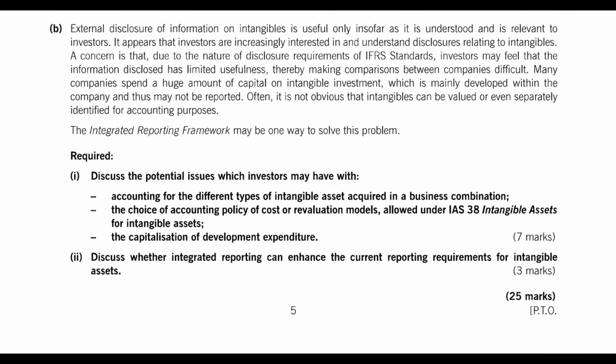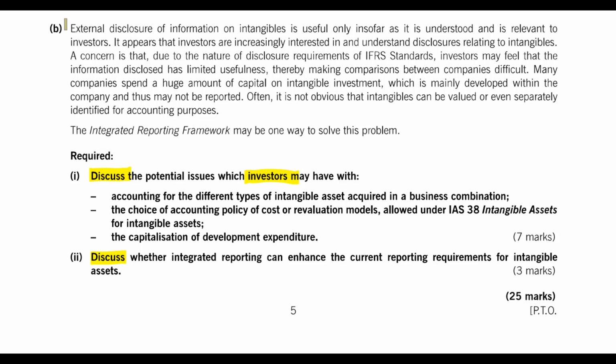Question 3 part B is for 10 marks and is very much a discussion question. We're looking to discuss the potential issues which investors may have with accounting for different types of intangible assets, the choice of policy, the capitalization of development expenditure, and whether integrated reporting might be part of the solution. It's interesting for me that we've got an angle here. We're looking at it from a point of view of the investor, a particular stakeholder. And this is something that will recur in future examinations, looking at problems from a stakeholder perspective.